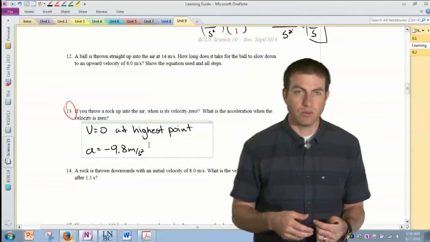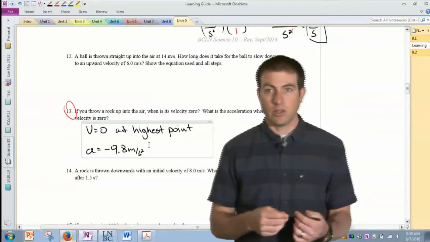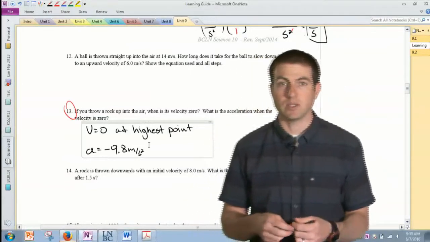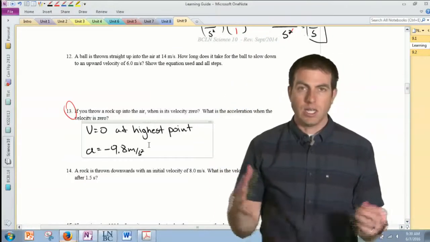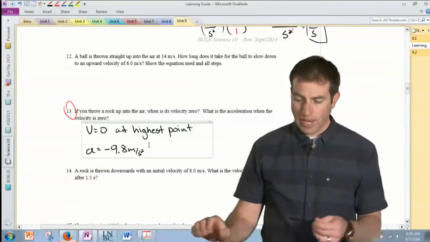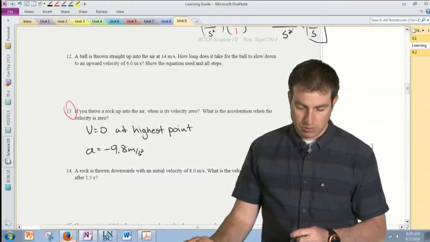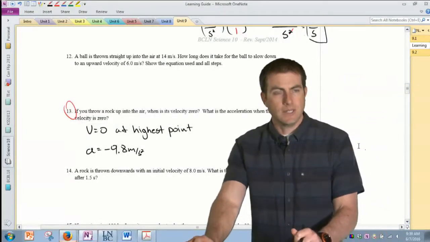So any object in free fall will accelerate towards the center of the Earth, negative 9.8 meters per second squared. Doesn't matter if it's going up, stopped at the top, coming back down. If it's in free fall, that's what its acceleration is going to be. No exceptions.